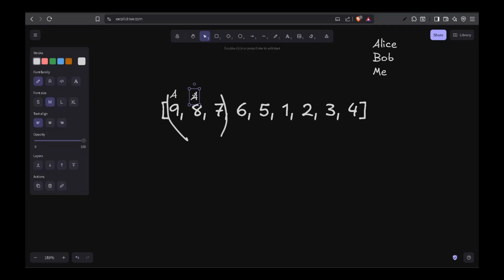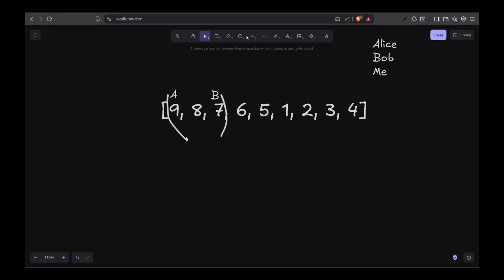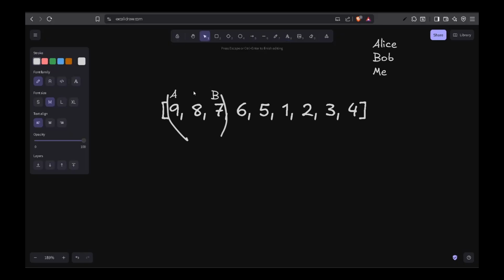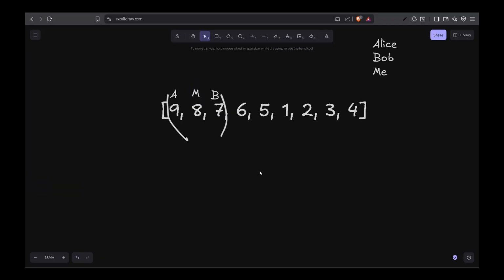Then the smallest will be taken by Bob, and the second largest or the middle one will be taken by me. This is the order of things, right? And what the question wants us to do is maximize the number of coins that I can take. I have to maximize that. How to maximize that? We can maximize it because we are given the power of choosing the 3 piles that we are choosing from, right?